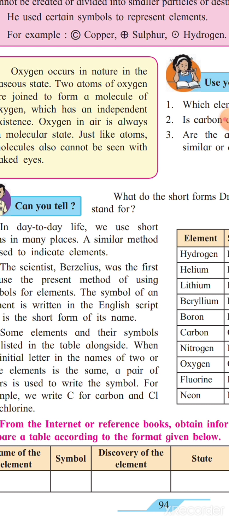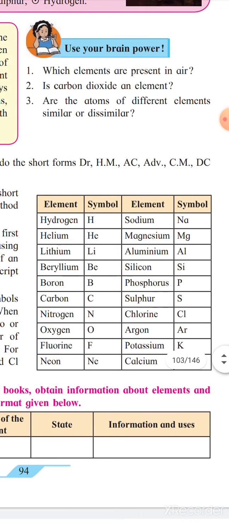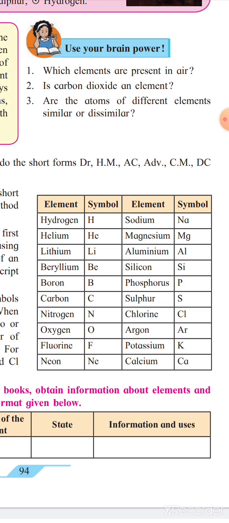In this way, the great scientist Berzelius was the first to use the present method of using symbols for elements. The symbol of an element is written in English script and it is a short form of its name. Now see this observation table. Some elements and their symbols are listed in this table. When the initial letter in the names of two or more elements is the same, a pair of letters is used to write the symbol. For example, we write C for carbon and Cl for chlorine.